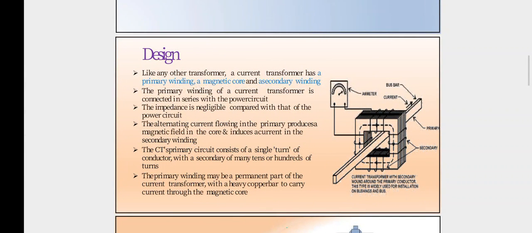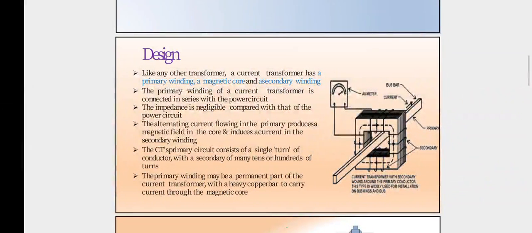The impedance is negligible compared with that of the power circuit. The alternating current flowing through the primary produces a magnetic field in the core and induces a current in the secondary winding. The CT's primary circuit consists of a single turn of the conductor, with a secondary of many turns or hundreds of turns. The primary winding may be a permanent part of the current transformer, a heavy copper bar to carry the current through the magnetic core.